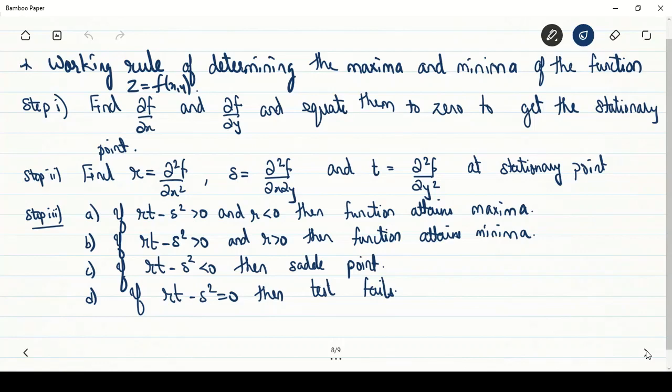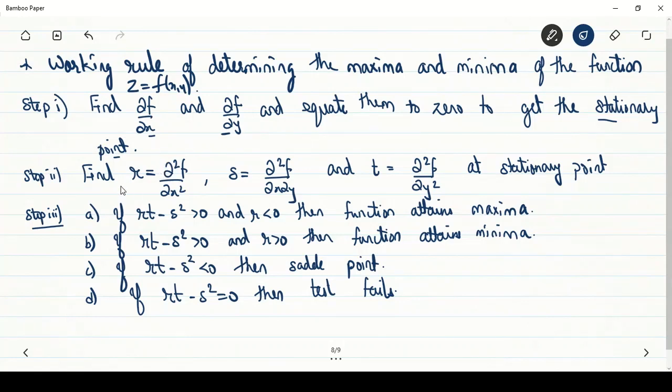So this is the working rule for determining maxima and minima of the function z is equal to f of xy. So the first step is we find the partial derivative of f with respect to x and the partial derivative of f with respect to y. After finding these derivatives, we equate them to 0, and after solving those equations, we will get the stationary points or the critical points for this function. At these stationary points or critical points, the function attains maxima and minima.